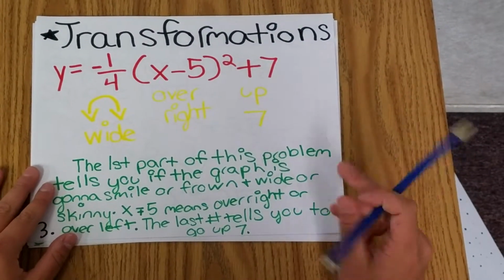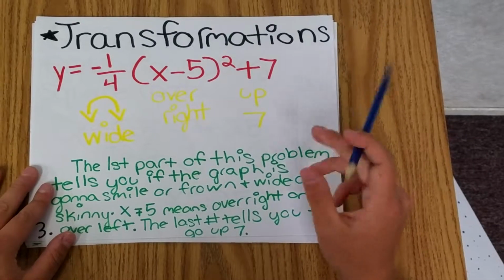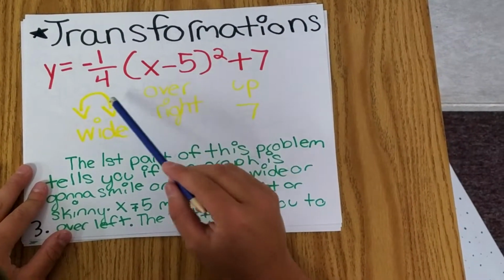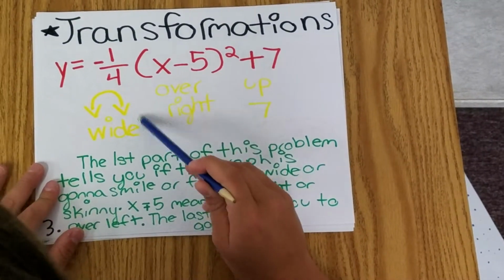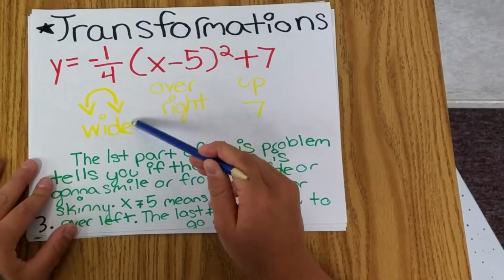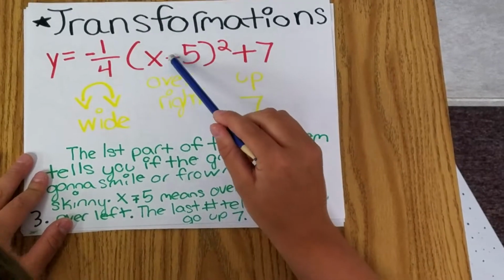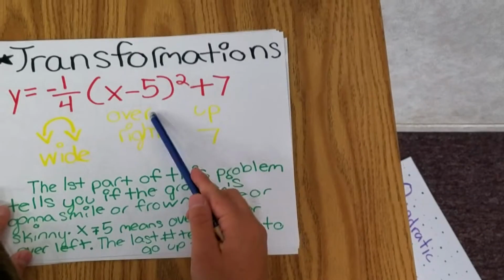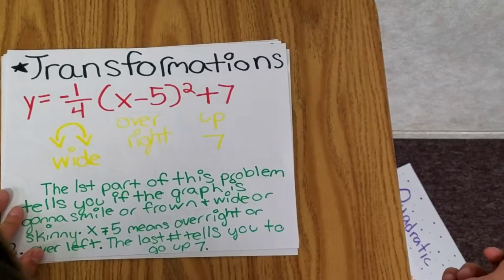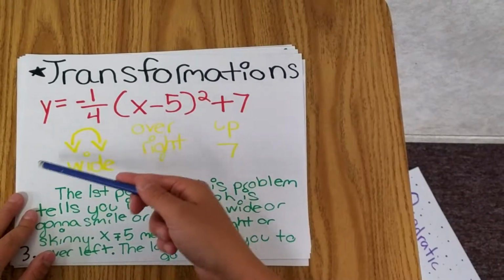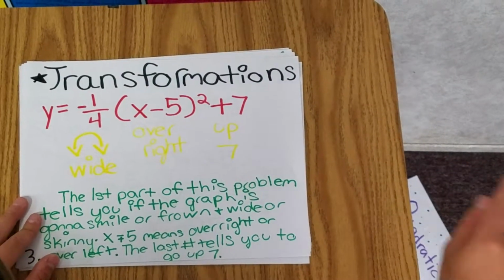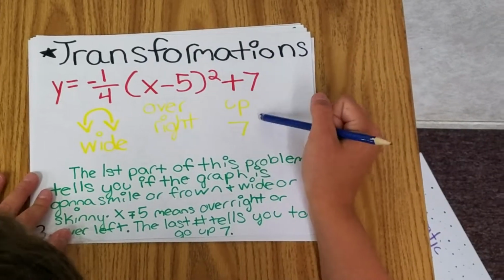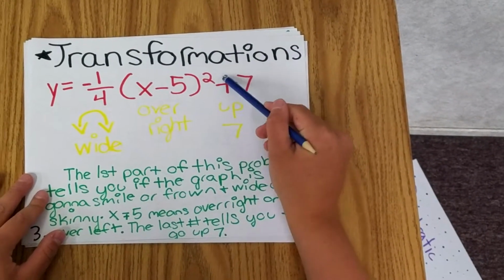Transformations. The first part of this problem tells you if the graph is going to smile or if it's going to frown. The second part is going to tell you if it's going to be a wide smile or frown or a skinny smile or frown. And then the part in the parentheses tells you if you're going to go over right or you're going to go over left. So if it's a positive number inside these parentheses, you're going to go over left. If it's a negative like this one, you're going to go over right. The final part of this equation is going to tell you to either go up or down a number. So here we have to go up 7.